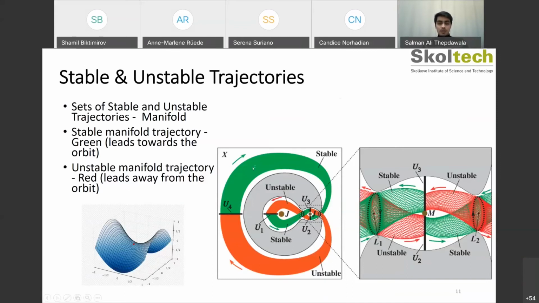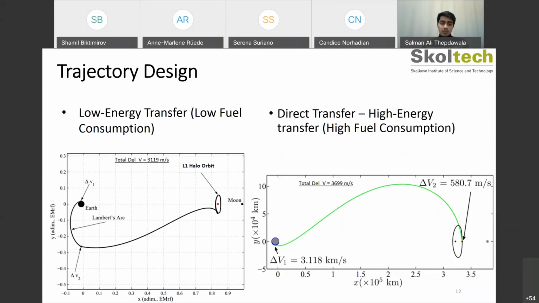And these green trajectories on this graph are basically a set of stable manifold trajectories, and the red are unstable. So if you were to put your satellite onto a stable manifold trajectory, it's going to follow its way to the appropriate Lagrange point without the need of any delta V or to use any fuel. So what we do is we exploit this stable and unstable manifold to design the trajectory.